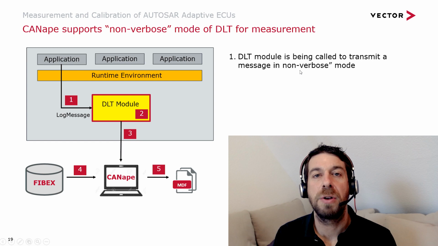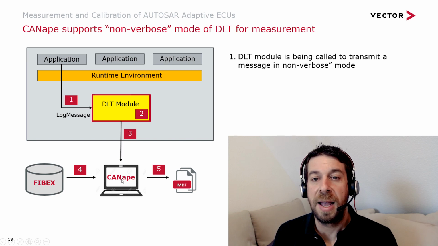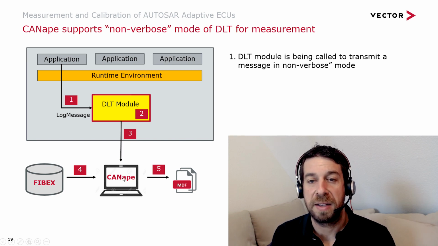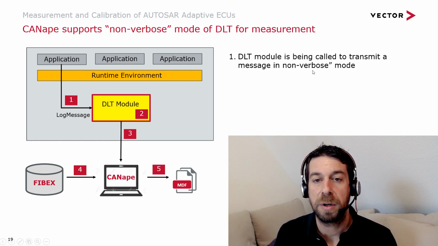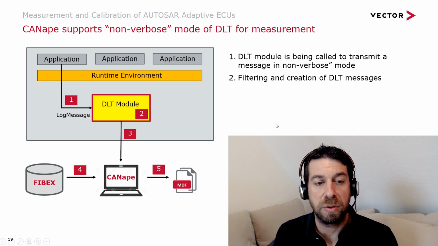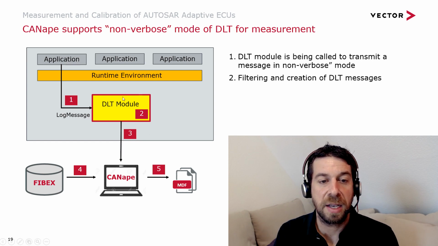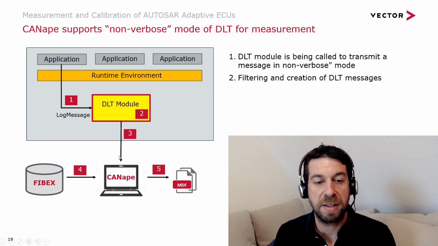That means we are not sending meta information with the data out of the DLT module to our tool. But so that our tool understands the messages, it is necessary in the non-verbose mode to add a database where we can add the missing information, which is not on the bus, to our messages. This is done directly in our measurement and calibration tool.